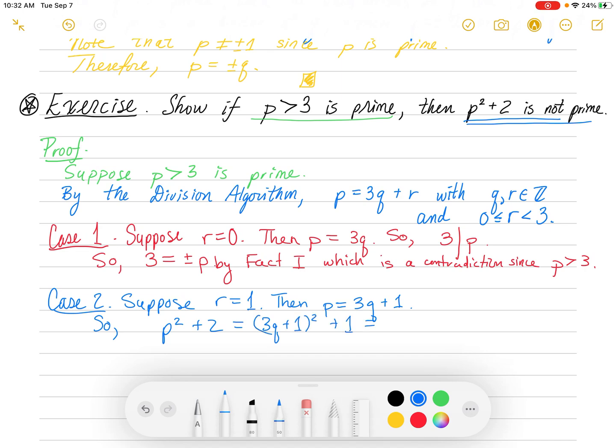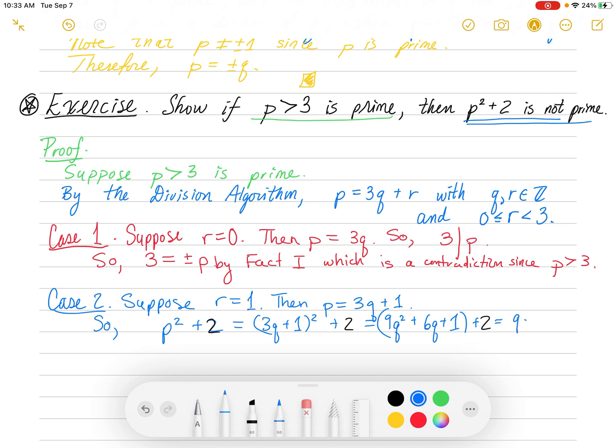I'm going to square that. When I square 3q plus 1, I'm going to get 9q squared plus 6q plus 1. And then we add a plus 1 on the end. Oh, plus 2, that should be a 2 on the end. Okay, so we're going to simplify this.